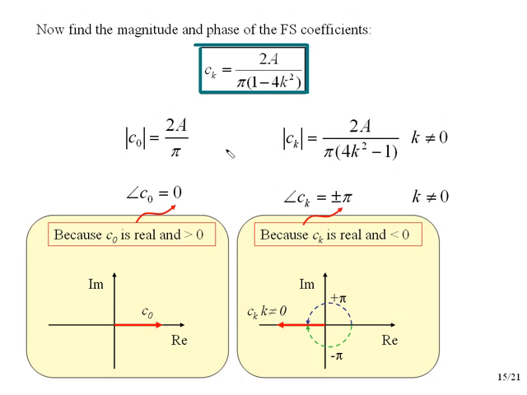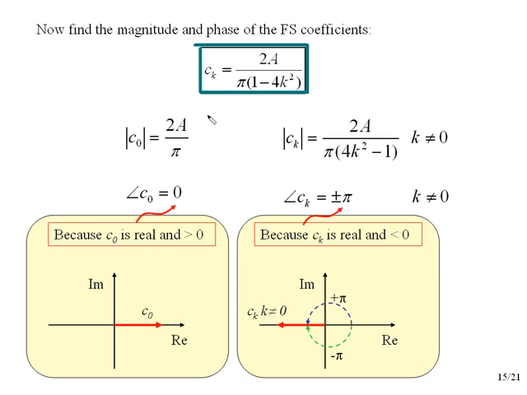So every real number just happens to be also a complex number that has a very specific structure, and we can exploit that. So let's look at this. For c sub 0, we're going to look at two cases: k equal to 0 and k not equal to 0.